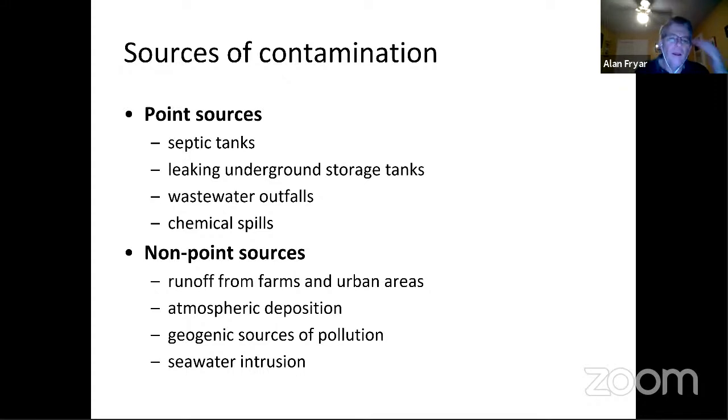crashing on the highway. And then there are non-point sources, which are more diffuse and therefore more difficult to clean up. And these include runoff from farms and urban areas, atmospheric deposition, if you have pollutants that dissolve in rainfall and fall to land surface and then infiltrate. Geogenic sources of pollution, I mentioned arsenic as an example of that, and seawater intrusion.